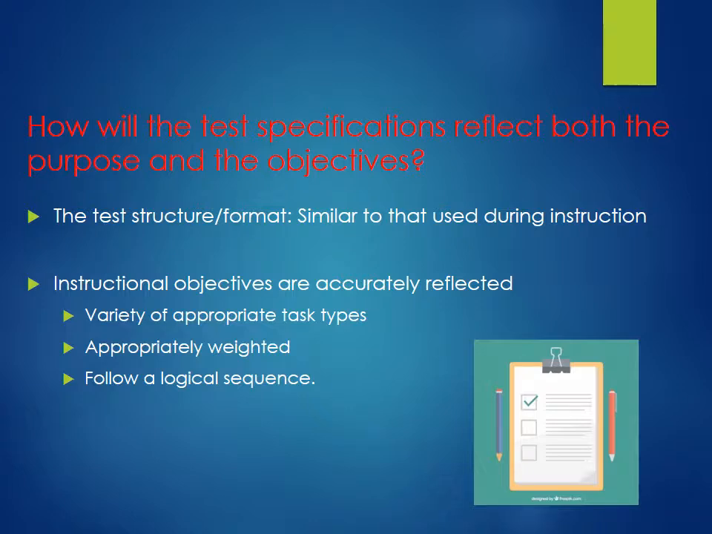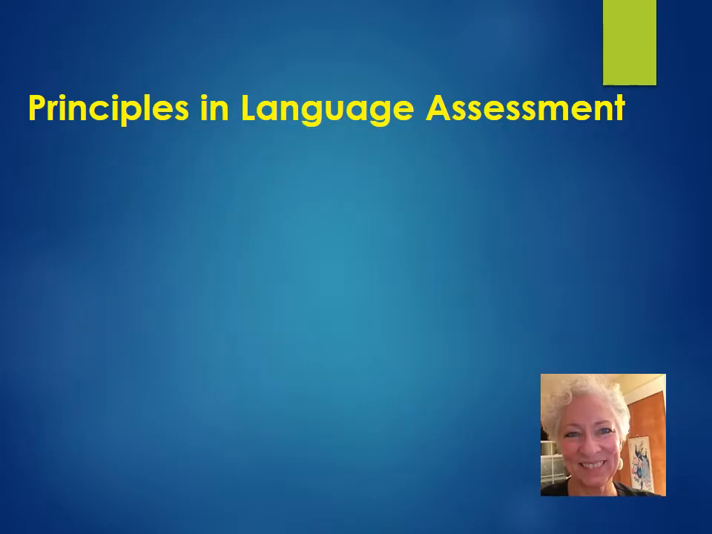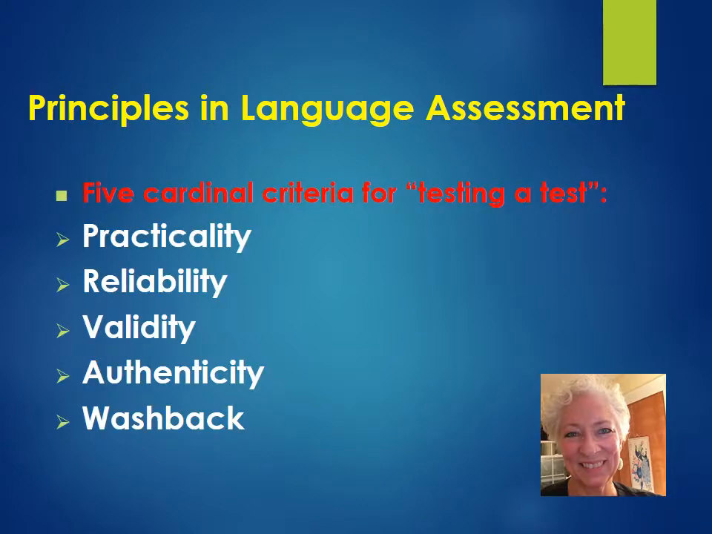Continuing on, we also need to make sure that our objectives are fully and accurately measured. Does the test task types fully assess the objectives that you are trying to measure? Are each of those task components appropriately weighted? And do they follow a logical sequence? These questions are the ones that we need to keep in mind as we evaluate assessments for these 5 key principles: practicality, reliability, validity, authenticity, and washback.